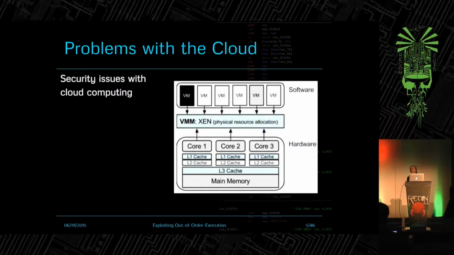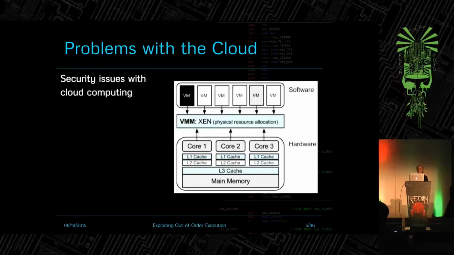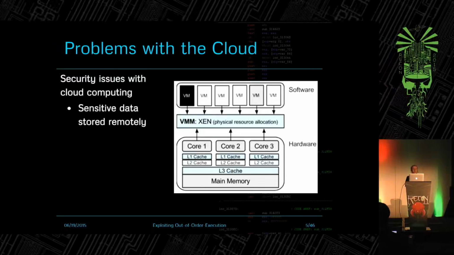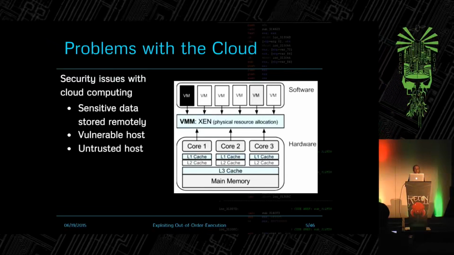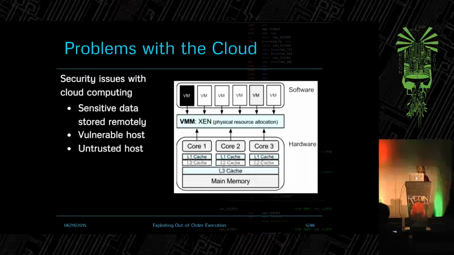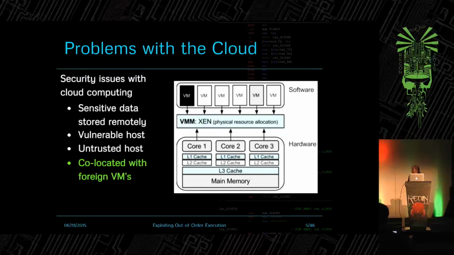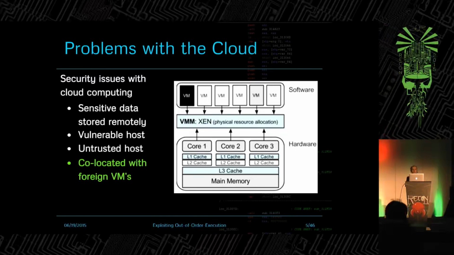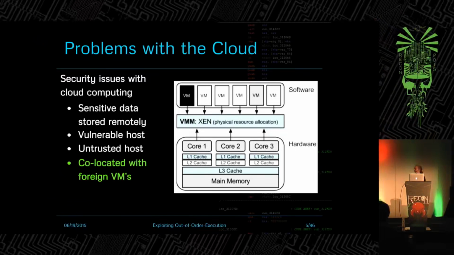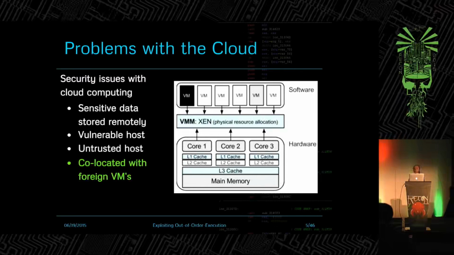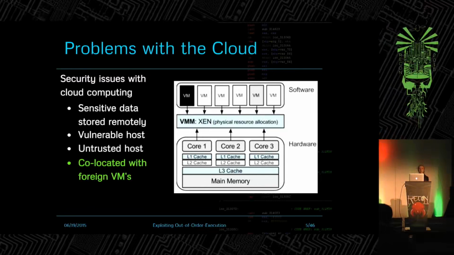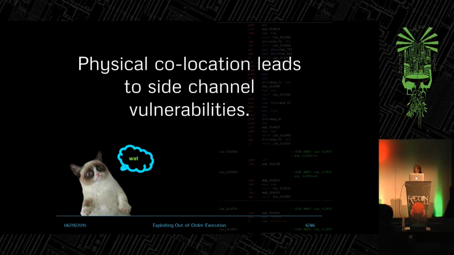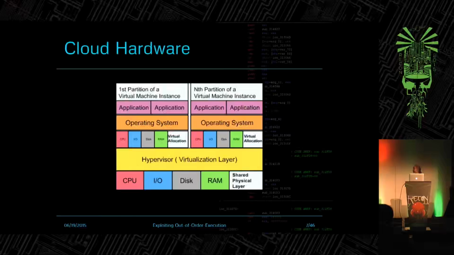So there are a few problems with how this situation is set up. First of all, your data is stored remotely, and it might not be secure or it might be private. That host that you're sharing your data with might be vulnerable itself or untrustable. And then finally, the one that people don't often talk about is that your VMs, which are running your processes or your data, are co-located with a bunch of other virtual machines that you don't know who they are or what they're doing. And they're all sharing the same physical resources. So it's this physical co-location which leads to side channel vulnerabilities.